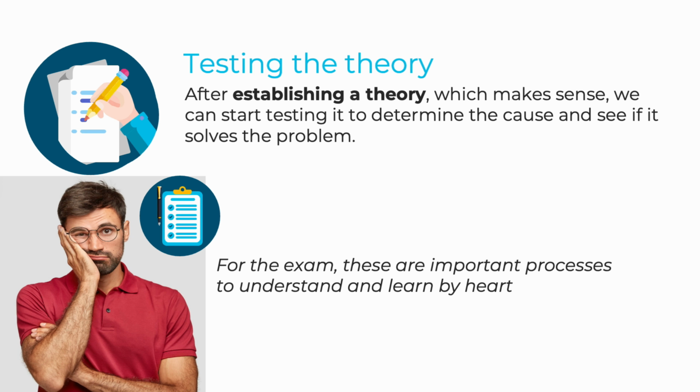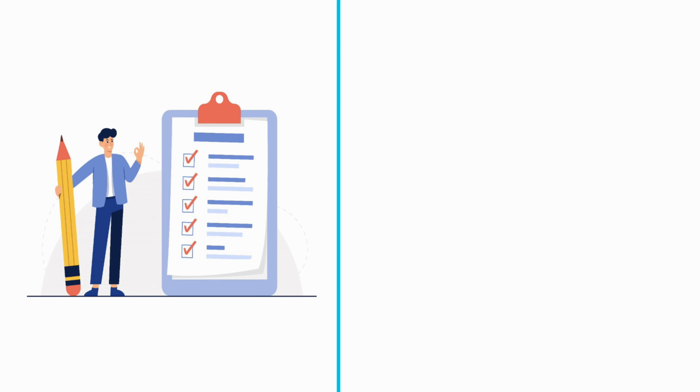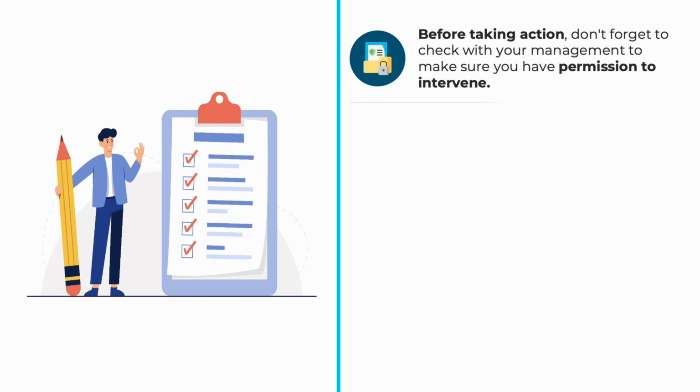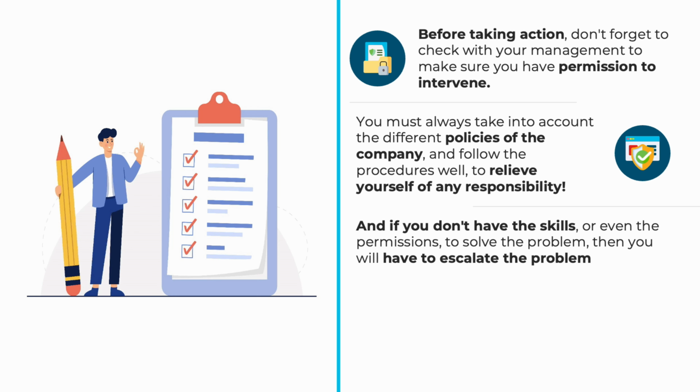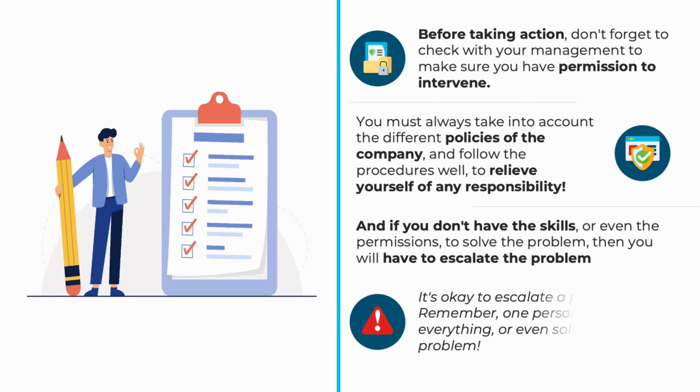To come back to these famous processes, if the solution to your theory is within your competence, then that's perfect. Before taking action, don't forget to check with your management to make sure you have permission to intervene. You must always take into account the different policies of the company and follow the procedures well to relieve yourself of any responsibility. And if you don't have the skills or even the permissions to solve the problem, then you will have to report the problem.